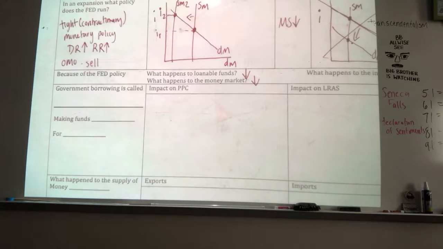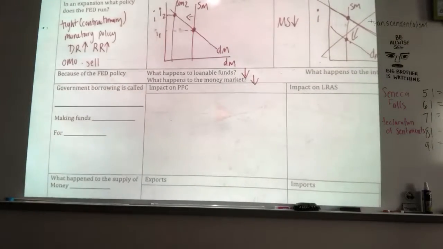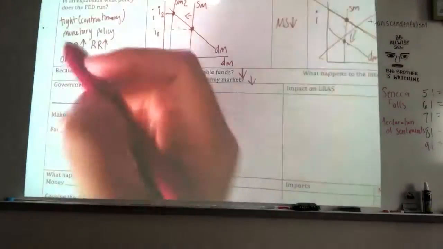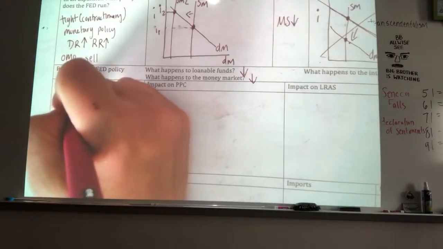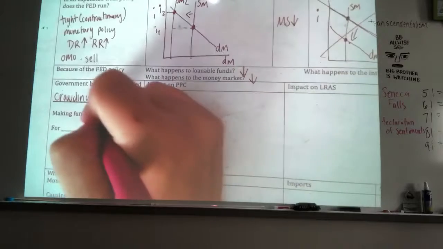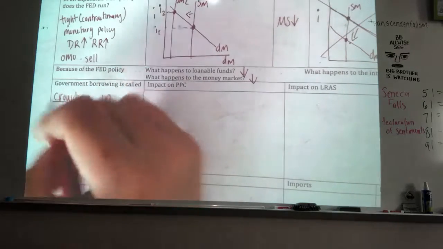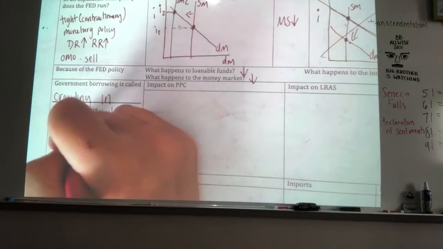So, does the government need money in an expansion? No, because the government spending goes what? Down. So the government, is its hand in the money supply or is it out of the money supply? Out. So the government borrowing is going to be called crowding in. Crowding in makes funds available for I. Do y'all remember what I is?